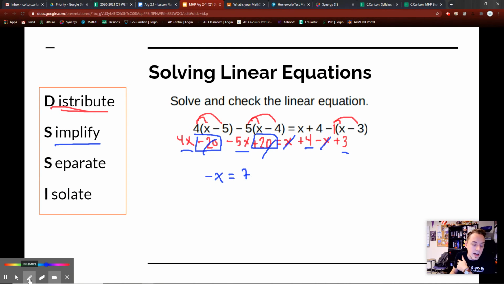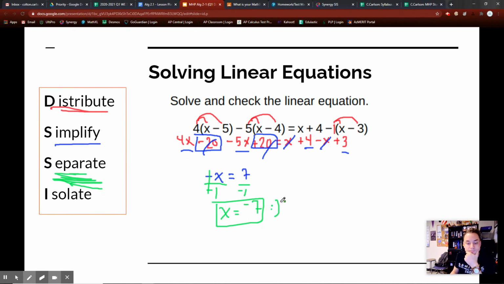Great. Now my next step is technically to separate. So I need to technically divide by negative 1 here. Divide by negative 1. Negative divided by negative is a positive. I get x equals negative 7.